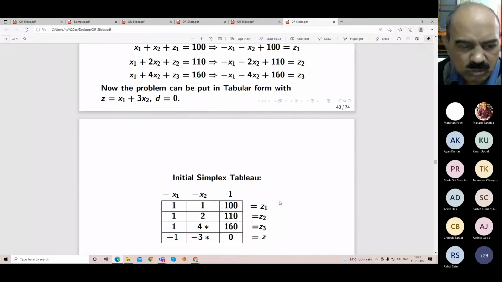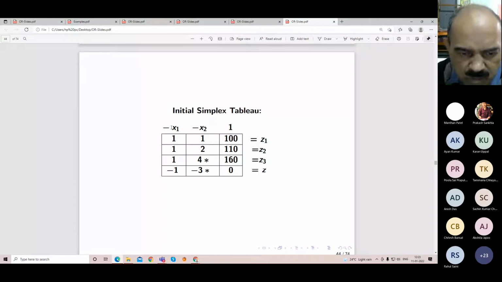So we can write in this form: minus 1 into minus x1, the product equal to x1. Minus 3 into minus x2, this product equal to 3x2. So x1 plus 3x2 plus 0 equal to Z. It is clear?